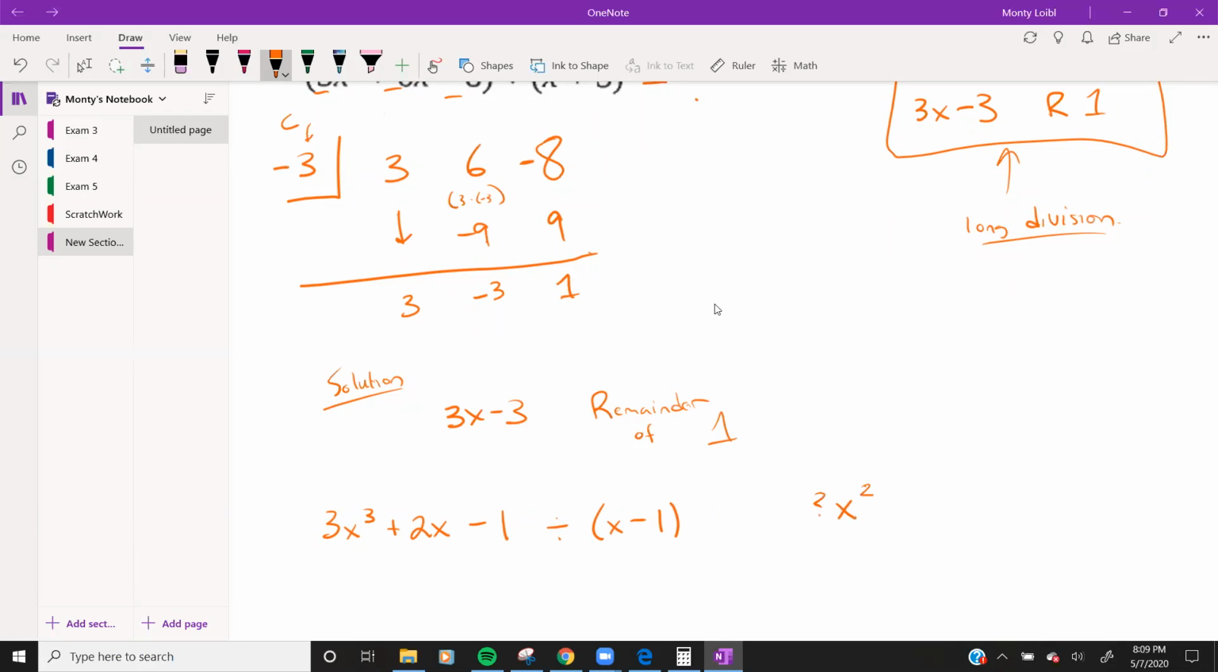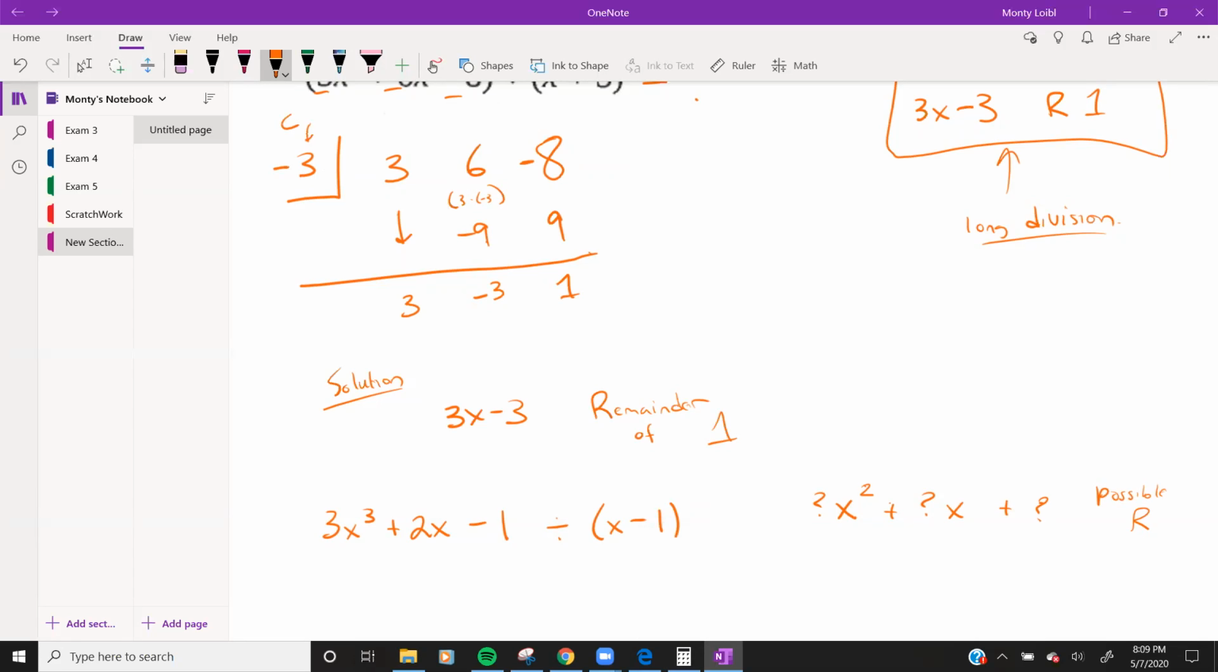We're going to wind up with some coefficient. We don't know what it is. Our job's to find that. x squared plus some other coefficient, x, plus some constant, just some number, and then possibly a remainder. But we don't know. So we could set this up to be synthetic.